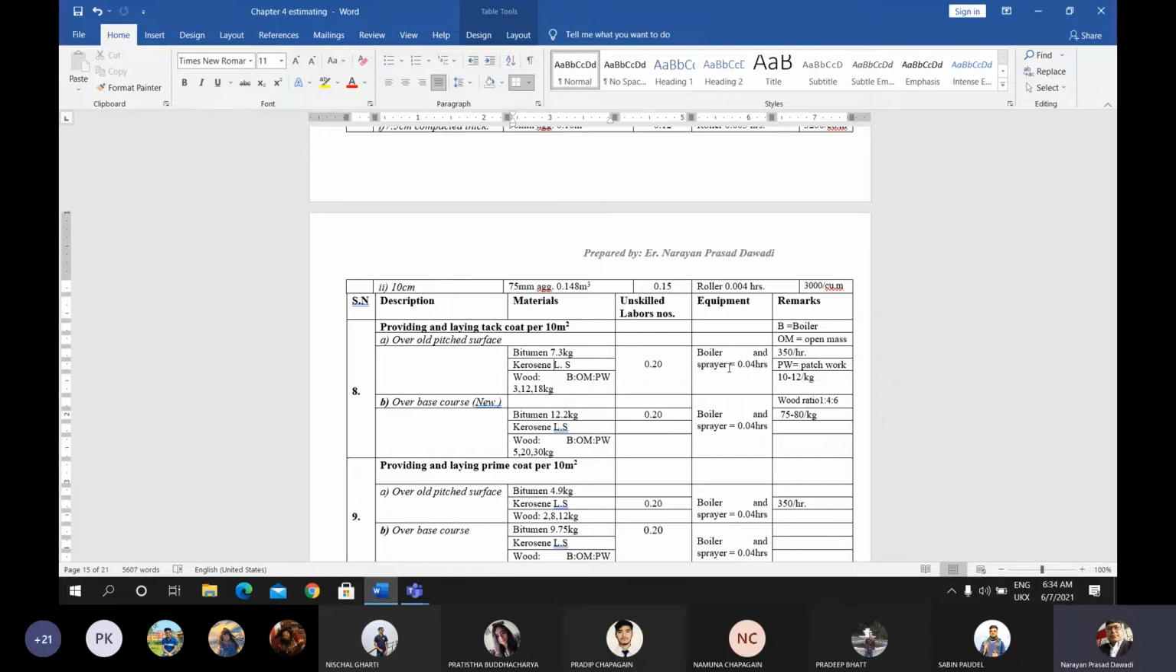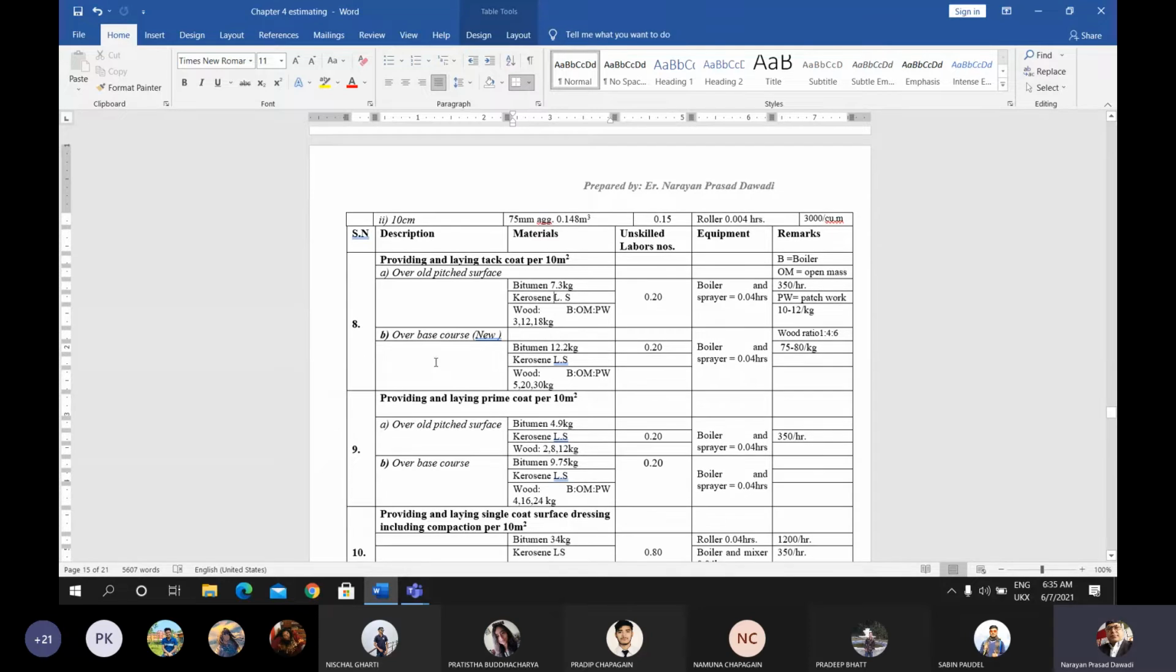After knowing this, the rate of bitumen can be taken as 75 to 80 rupees per kg. The rate of wood can be taken as 10 to 12 rupees per kg. And for the others, kerosene can be taken as 5 to 10% of the total cost of the bitumen.